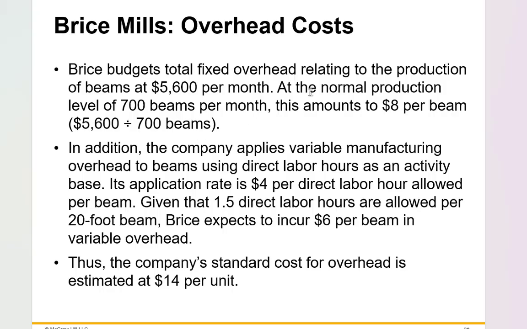The budget is total. Notice this is the fixed overhead related to the production of beams at $5,600 per month. At the normal production, we're producing 700 beams, and so that would be $8 per beam in fixed overhead. In addition, the company applies variable manufacturing overhead to beams using direct labor hours as an activity base. This application rate is $4 per direct labor hour. So if each beam takes 1.5 hours, we can expect to charge $6 per beam. This $8 plus this $6 gives us a standard overhead cost of $14 per unit.